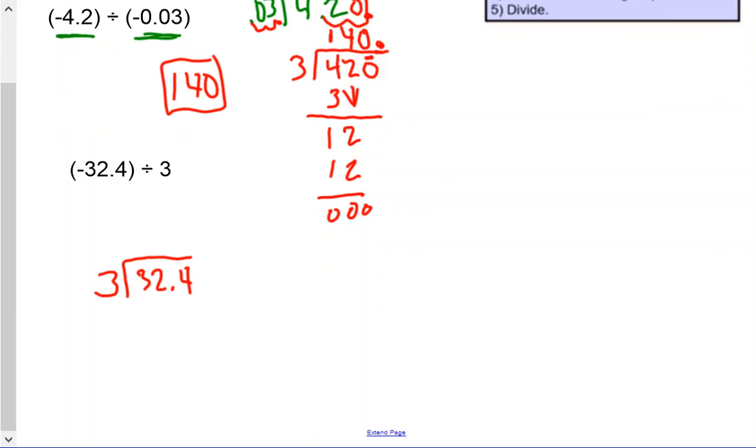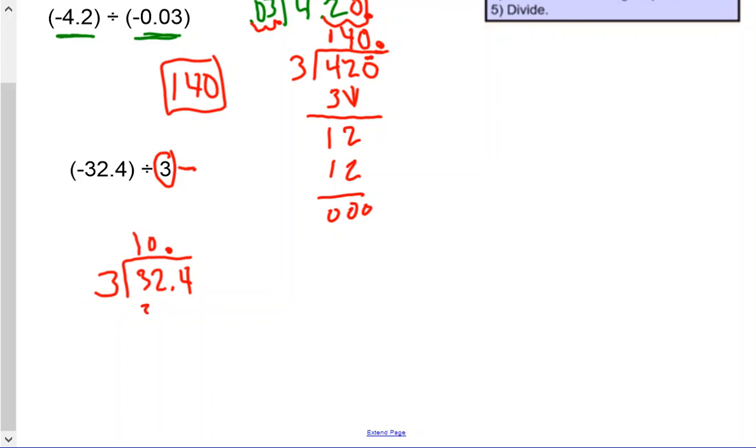Alright, for this next one, it's negative 32 4/10 divided by 3. Okay, so we have one negative, so our answer is going to be negative. Now when we set it up, this is already a whole number, so we don't have to move the decimal at all, but we do need to bring it up from right here. So how many times does 3 go into 32? 3 goes into 32 10 times.